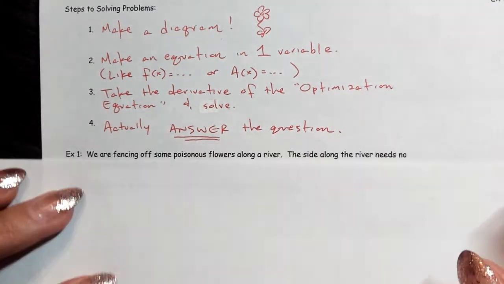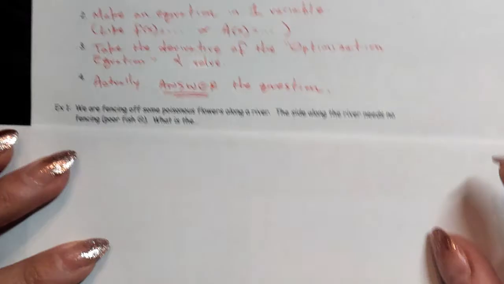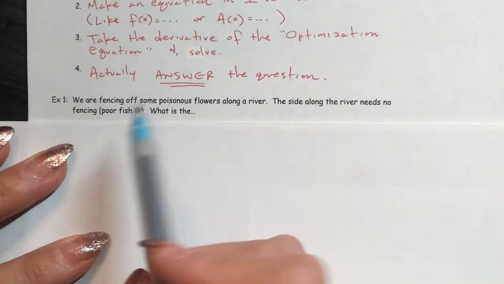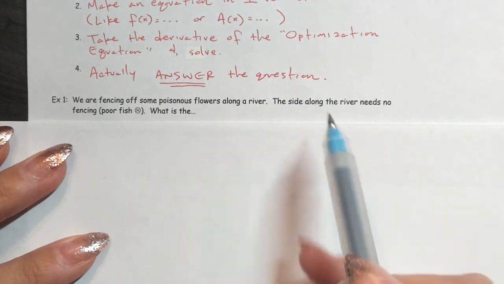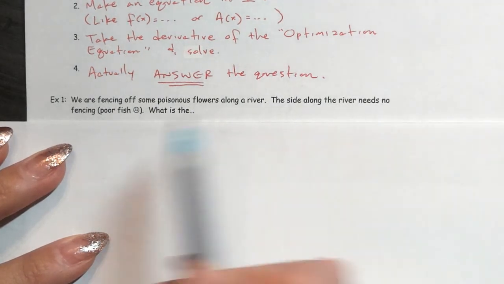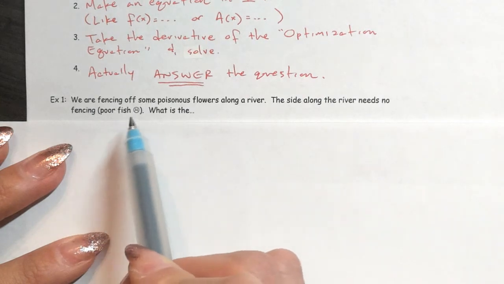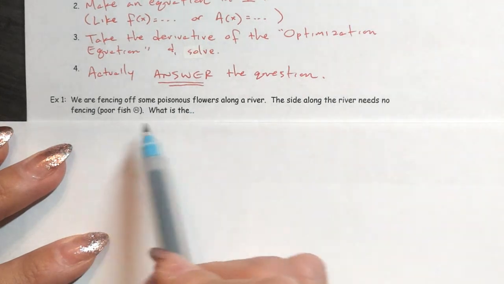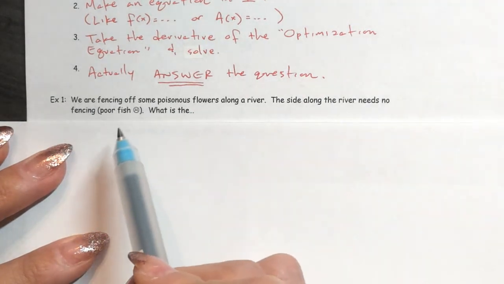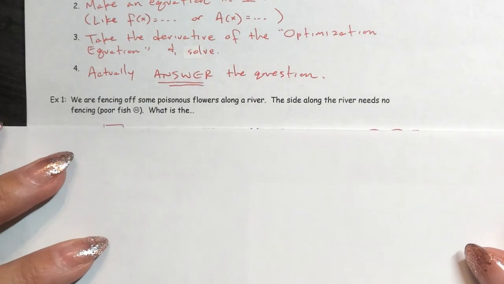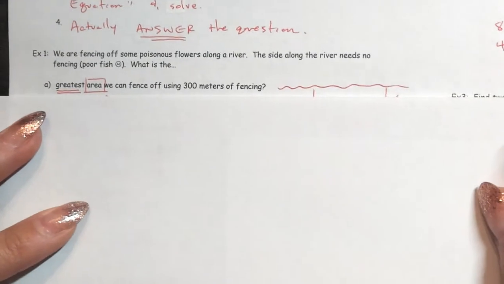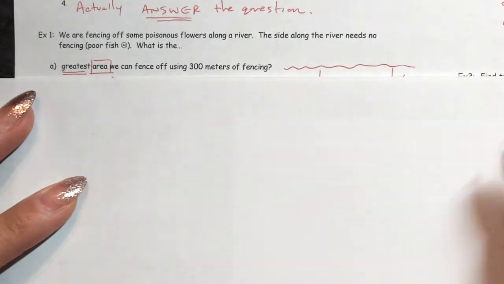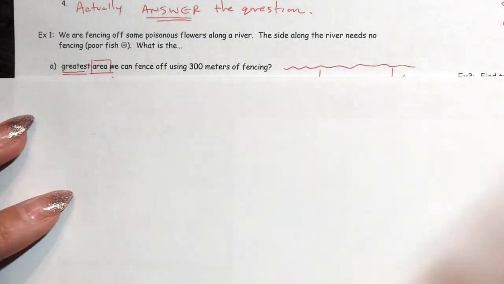Okay, so let's say you have something like this. So I wrote it out for you. We are fencing off some poisonous flowers along a river. The side along the river needs no fencing. Those poor fish. Right next to the poisonous flowers. Luckily, they don't eat flowers, right? Hopefully. Okay, the first thing we're going to do, we're going to find the greatest area we can fence off using 300 meters of fencing.